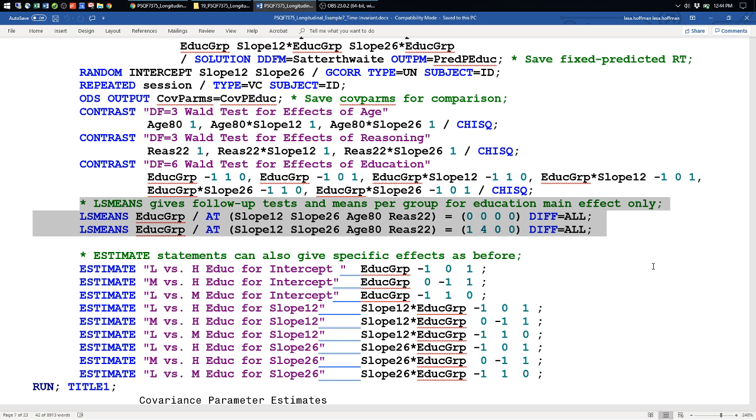The next line then, what does it mean when I code slope 1, 2, 1 and slope 2, 6, 4? What am I asking for? What occasion is that? It's the last one, 6. Yep. How do I know that?